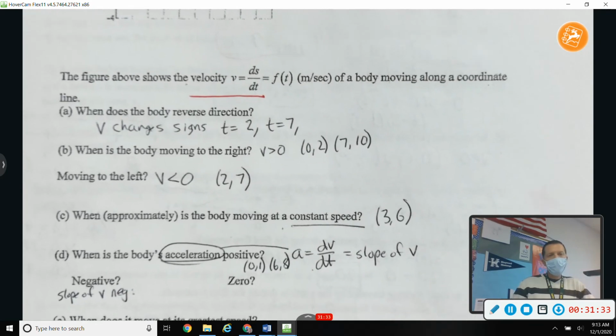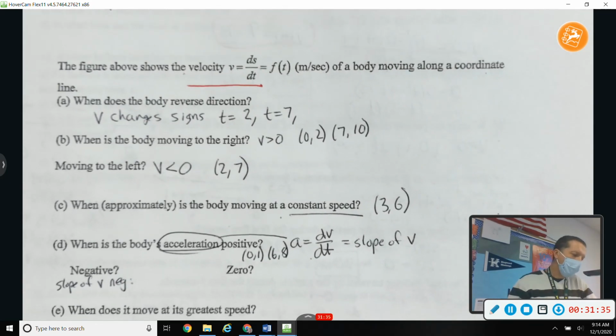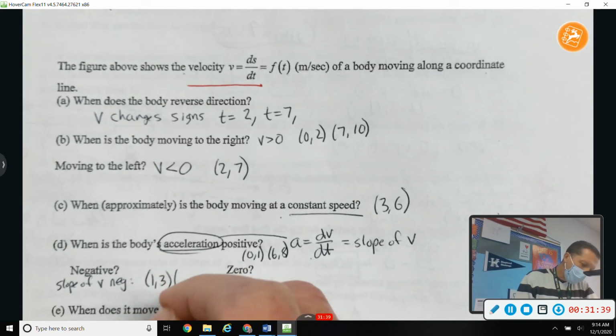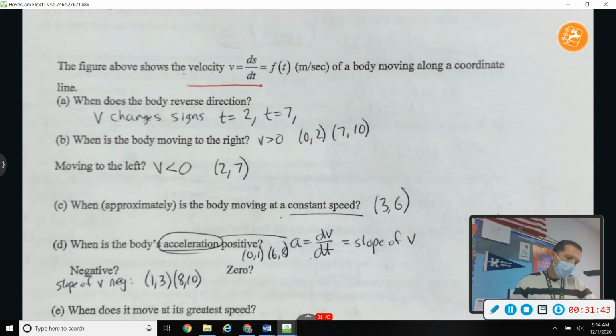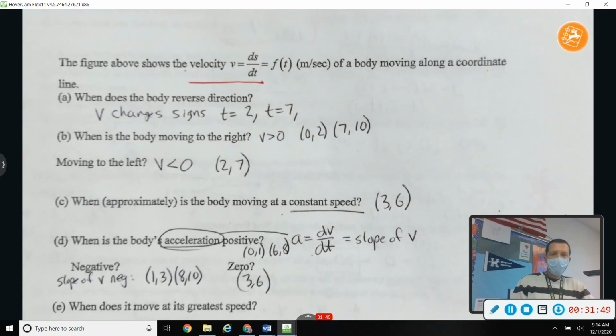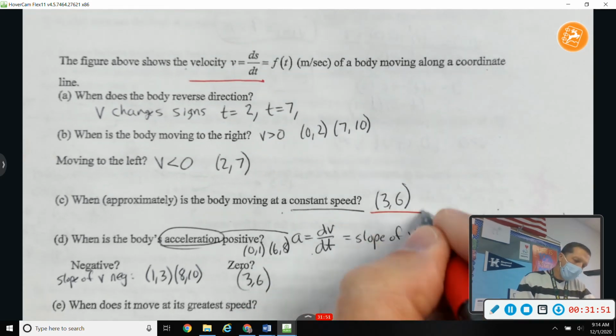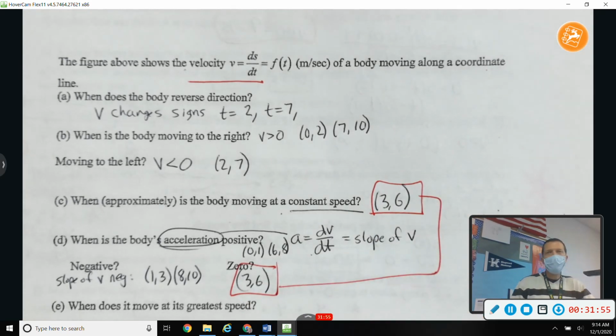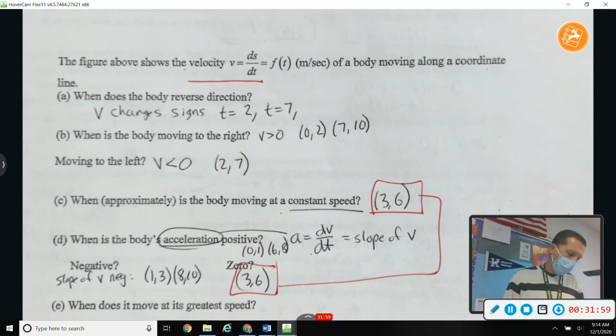The acceleration is negative when the slope of velocity is negative. So that's 1 to 3 and 8 to 10. And then the slope is 0 from 3 to 6. That sort of matches with constant speed means 0 acceleration. So that was the same question asked a different way.